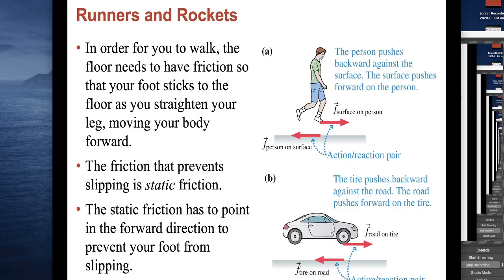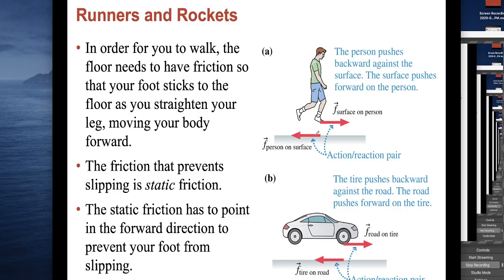And here are some examples on Newton's third law. For example, in order to move you forward when you are walking, the floor needs to have friction so that your foot sticks to the floor. As you straighten your leg, you move the body forward. Actually, when you're moving forward, the surface of the road is pushing you forward, and your feet are pushing the surface of the road backward. Does that make sense?